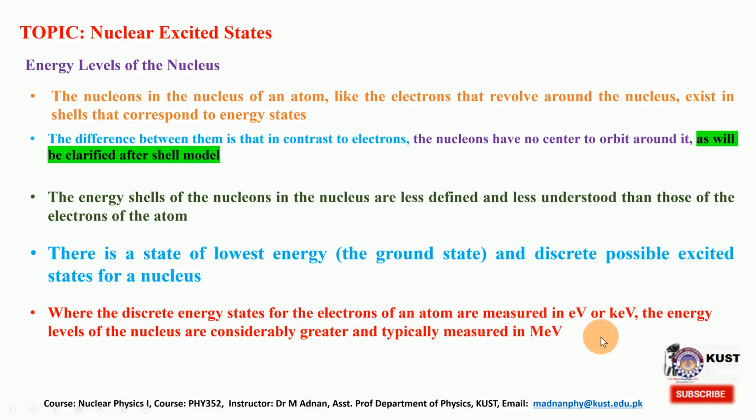So the photons emitted by nucleon transitions are known as gamma rays, which are more energetic than the highest energy photon emitted by the atom. As we have discussed, those are X-rays, and the photons emitted by the nucleus are known as gamma rays. So gamma rays have more energy than X-rays.